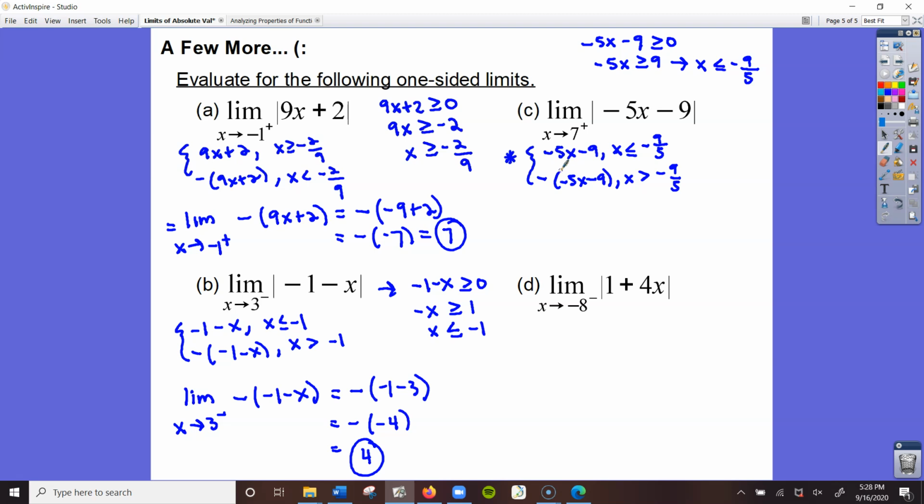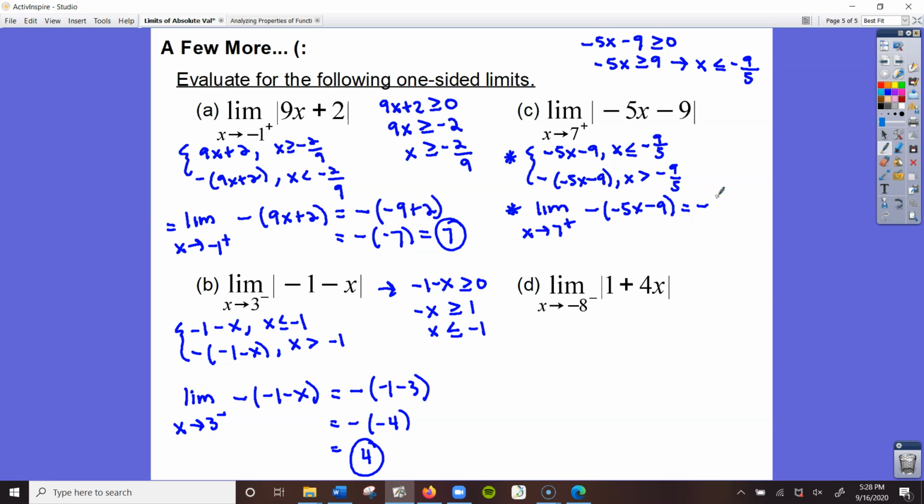Now we're trying to figure out what is the limit as x is approaching 7 from the right. Again, it does not matter that I'm trying to find the limit as x is approaching 7 from the right, because 7, no matter what, is greater than negative 9 over 5. So I'm going to plug it into the bottom part of my piecewise. So what I'm looking for here is the limit as x is approaching 7 from the right of negative 5x minus 9. Now I'm ready to plug in my 7.